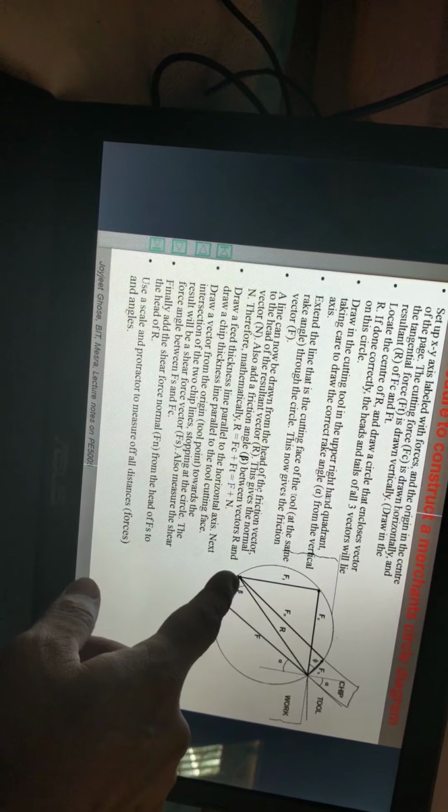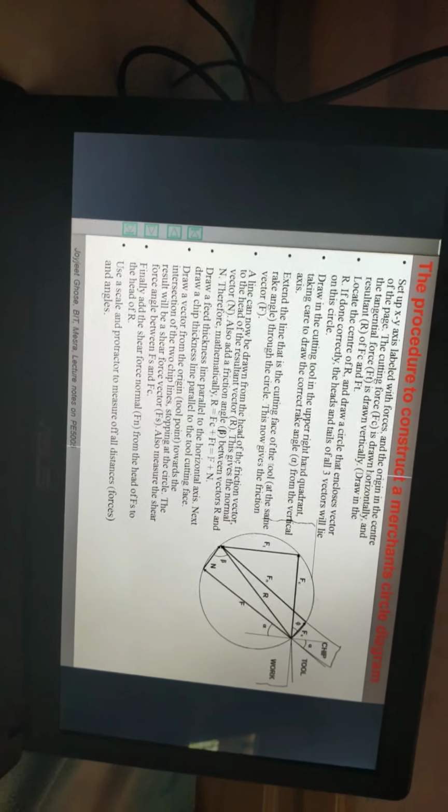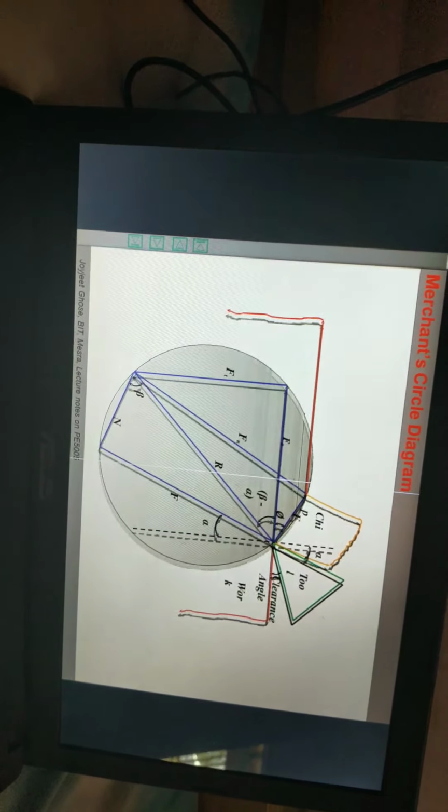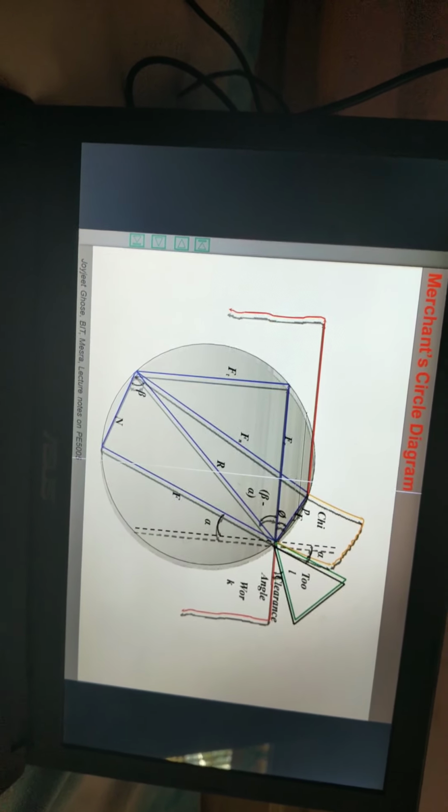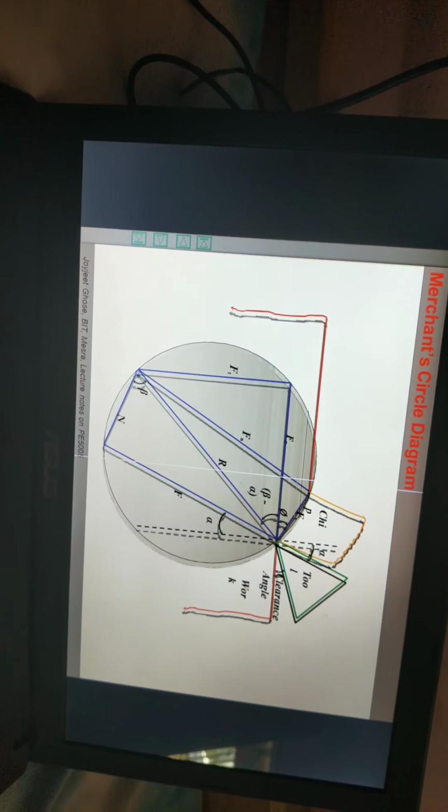Finally, add the shear force normal Fn from the head of the Fs to the head of the R. Use the scale and protractor to measure all distances and angles. This is how we have drawn this Merchant circle diagram.